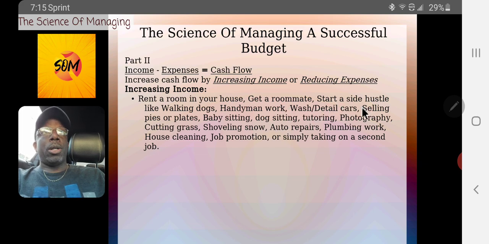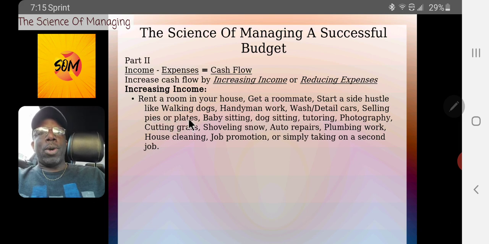Start a side hustle. We already talked a little bit about that. Mowing lawns, shoveling snow. I think I put that on this list somewhere. But doing things in your neighborhood, plumbing, whatever you're good at. And I did list some items for side hustle. Let's go over those. Walking the dog is what I put on here. Being a handyman for people in your neighborhood or even relatives. Detailing, washing cars. Selling pies or plates.